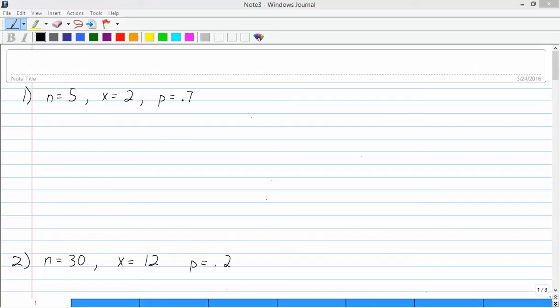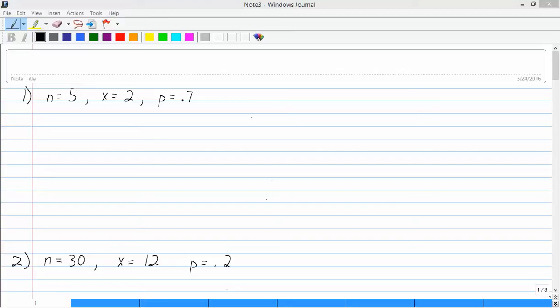On these two problems, the directions are to assume that this procedure yields a binomial distribution with a trial repeated n times. Use the binomial probability formula to find the probability of x successes given the probability p of success on a single trial. And then round to 3 decimal places.